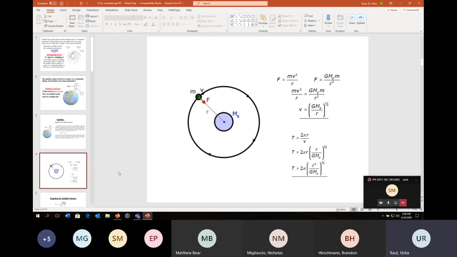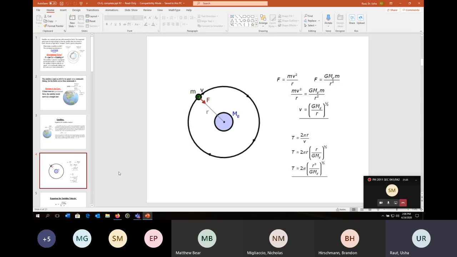The Earth, of course, is represented by the bigger circle, the blue circle, and we always measure distances from the center of the Earth, not from the surface. So the force of gravity is shown by an arrow going inward because it's an attractive force. And so we put together mv squared over r equal to GMm over r squared, the way we saw before, and that gives you the velocity.